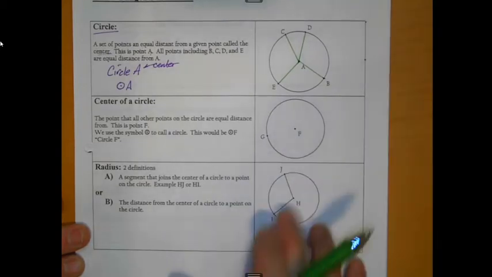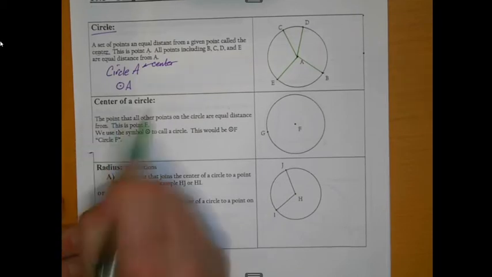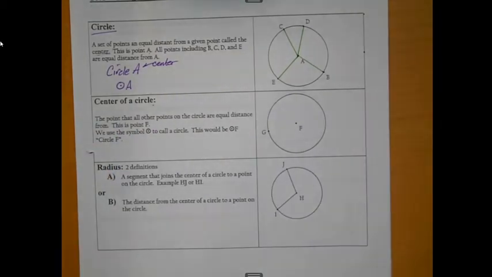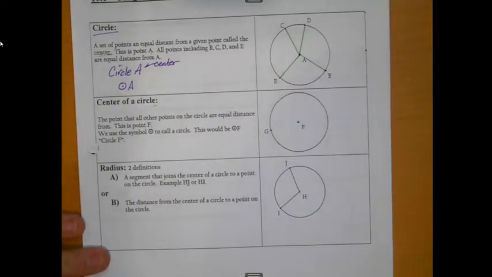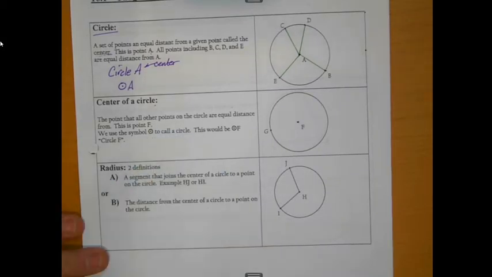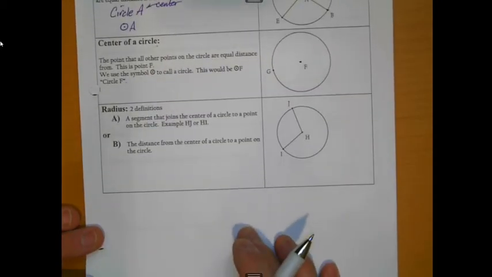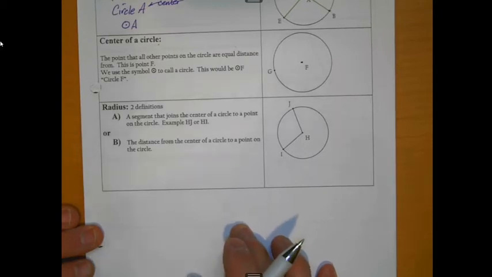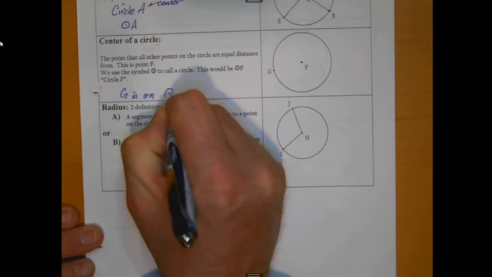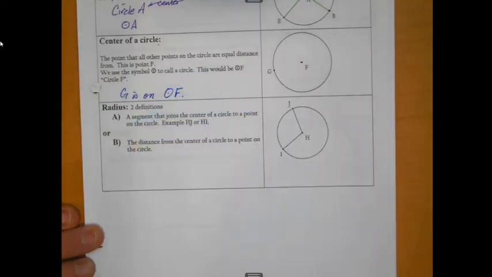Okay? All right. The center of the circle, we just kind of talked about that previously. It's the point that all other points on the circle are equal distance away from. In this case, this is point F. We use the circle symbol to call a circle. So this would be circle F. And G would be equidistant from F. Or we say that G is on circle F. We could write that as well.